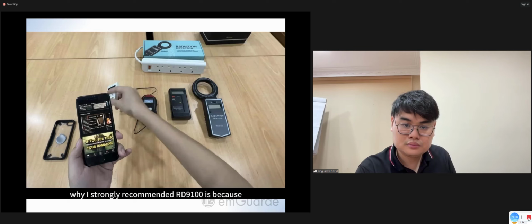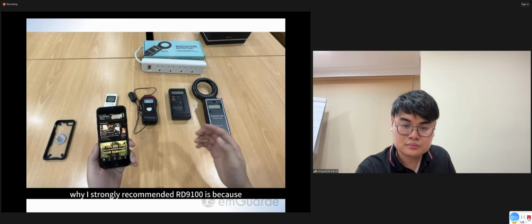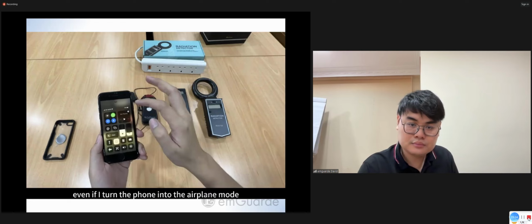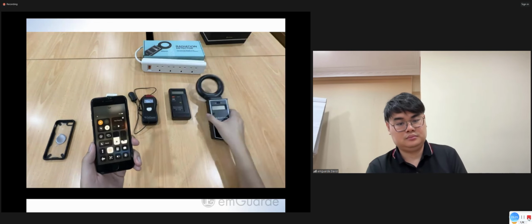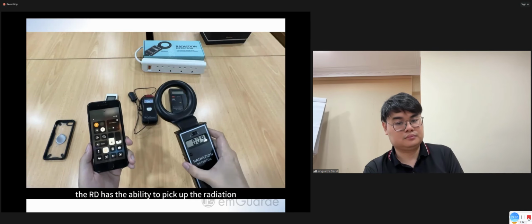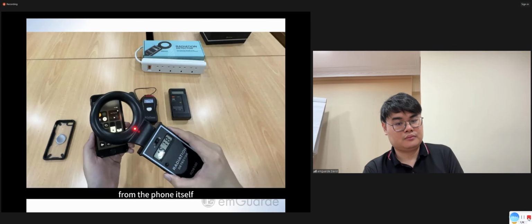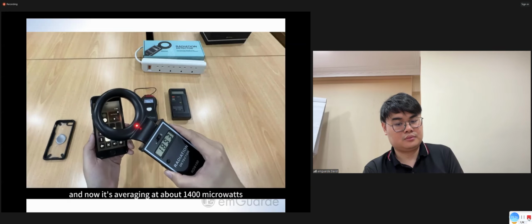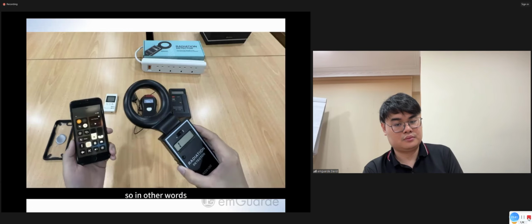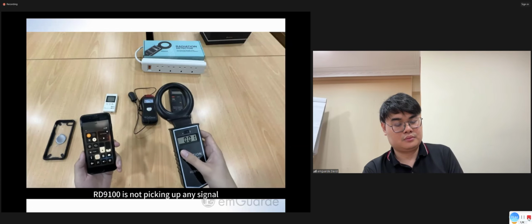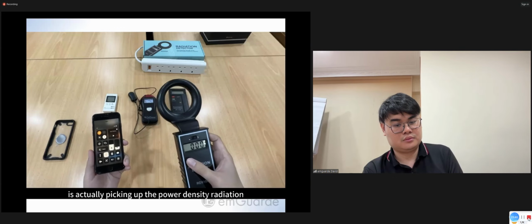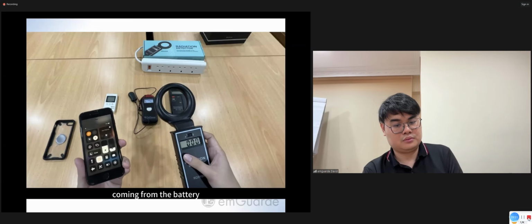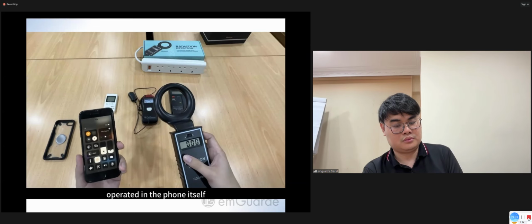Now, why I strongly recommended RD9100 is because even if I turn the phone into the airplane mode, means there is no data, there is no Wi-Fi, the RD has the ability to pick up the radiation from the phone itself, and now it's averaging at about 1,400 microwatts to about 1,500 microwatts. Okay, so in other words, RD9100 is not picking up any signal. Instead, RD9100 is actually picking up the power density radiation coming from the battery operated in the phone itself.